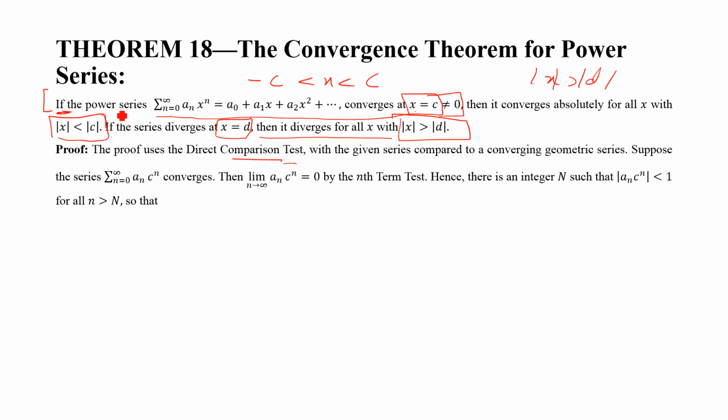We'll prove the first result first. Suppose the given power series is convergent at x equal to c, that is, the series sigma a_n c^n is convergent. We just replaced x by c. Then the limit of a_n c^n is equal to 0 by the nth term test, as n approaches infinity, since this series is convergent. Hence, there is an integer N such that |a_n c^n| is less than 1 for all n greater than N.